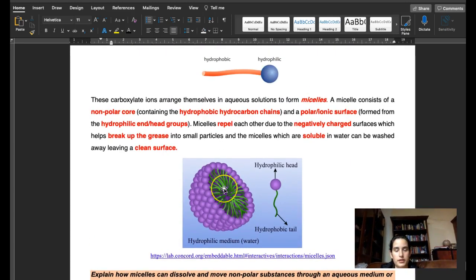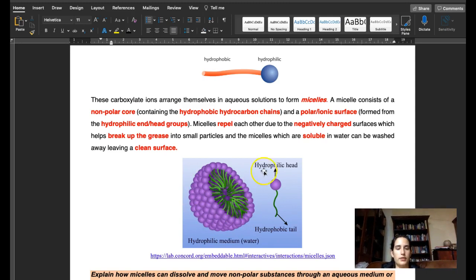So if you imagine dirt, the hydrocarbon portion of the carboxylate salt would interact with the dirt because the dirt is hydrophobic, and so they'll interact. The micellar surface would interact with the water.